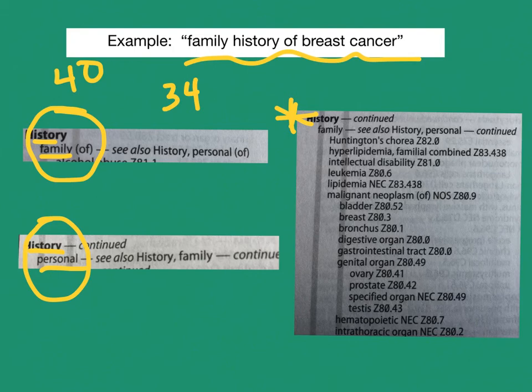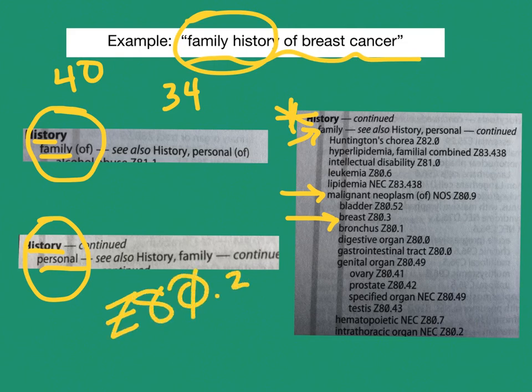In this case, we will go to history subterm of family, just as it's documented up here. And then we will find the subterms family history of malignant neoplasm of the breast. This leads us to code Z80.3. And of course, just like any other code, you want to be sure to go back and check the tabular list for this code to see if there are any other instructional notes included.